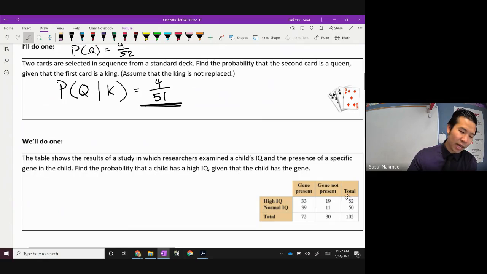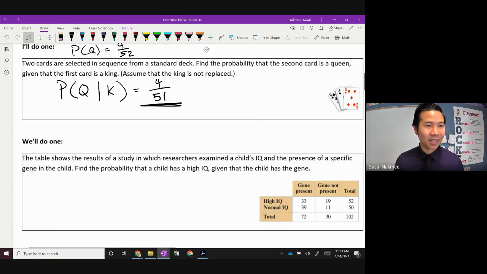Out of the 52 children that have a high IQ, 33 of them have this gene present. Let's read this one. The table shows the results of a study in which researchers examined the child's IQ and the presence of a specific gene in the child. Find the probability that the child has a high IQ given that the gene is present in the child. I completely read that sentence wrong. Given that the child has the gene. That's weird. The word present was up here, but I read that. Anyways, I'm sorry, I get easily sidetracked. But yeah, what was I talking about?